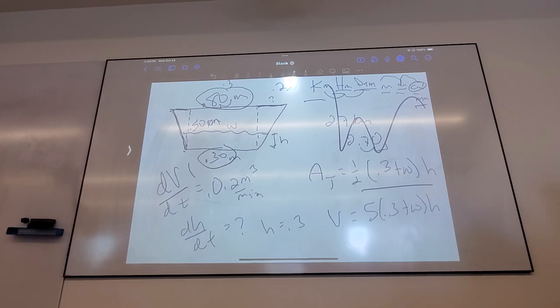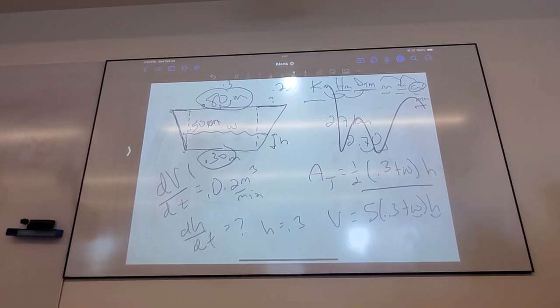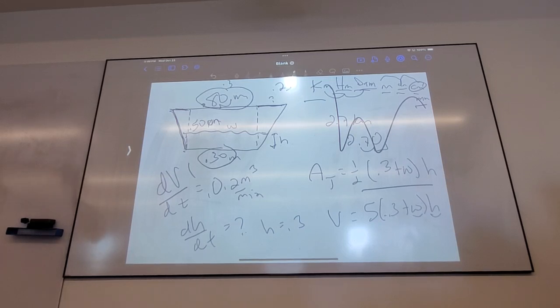Because all you have to do now is, if you figure out the relationship between H and W, you solve for one of the letters, plug it in, and take derivatives. Which letter do you want to get rid of? W. W, because it doesn't ask me about W, it doesn't tell me about W. So screw W. It gives me the height and it asks me about the height. So I want to get rid of W.